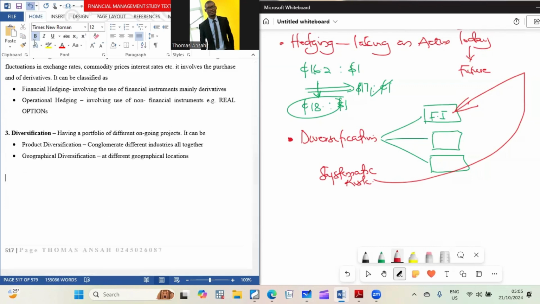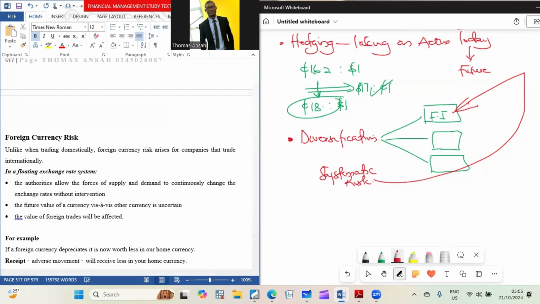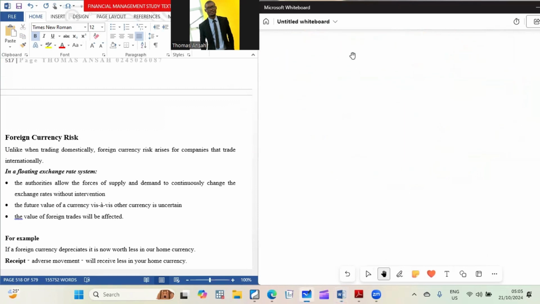Okay, so now the next thing we want to do is to look at foreign currency risk management. There is a problem about foreign currency. Let me introduce it to you, because in the next video, we are going to look at how you practically do the risk management. But let's look at foreign currency risk, because that is the first thing. Then we will also later look at interest rates.